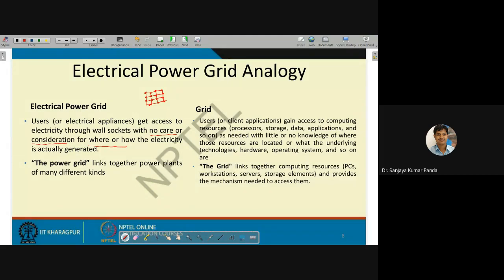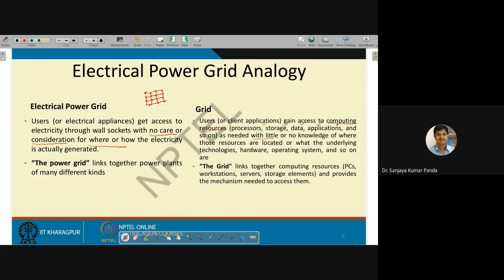Now come to the grid. Here also the concept is related to the electric grid, where a user or client application gains access to computing resources. If you use cloud and grid, you will get computing resources. What do you mean by computing resources? It may be processors, storage, data, application, or anything, right? It is needed whenever you require it, whether it is night, or early morning, or afternoon, or noon, doesn't matter.